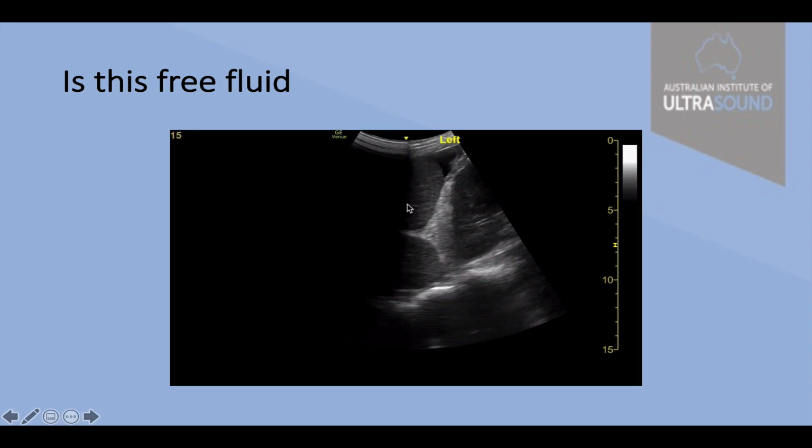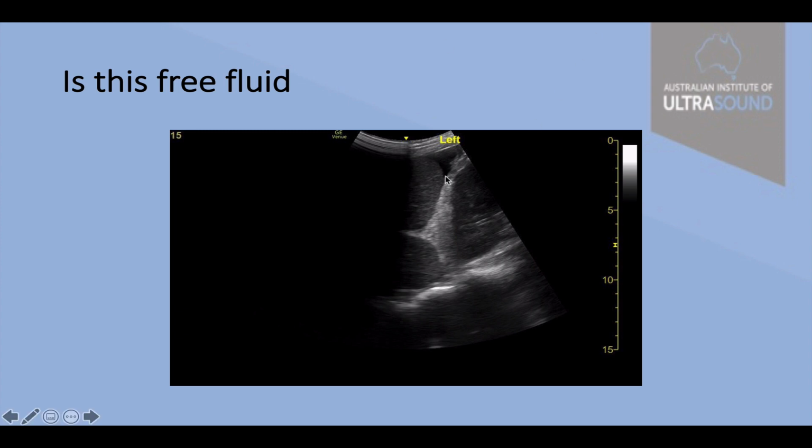Here's a tiny bit of fluid at the lower pole of the spleen. We argue a little bit about where free fluid first collects in the left upper quadrant. Some people say here at the lowermost pole of the spleen, and other people say it tracks here to the region between the spleen and the diaphragm.